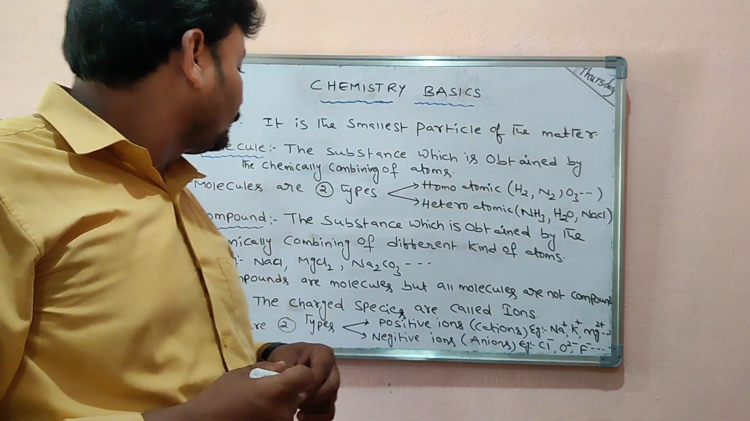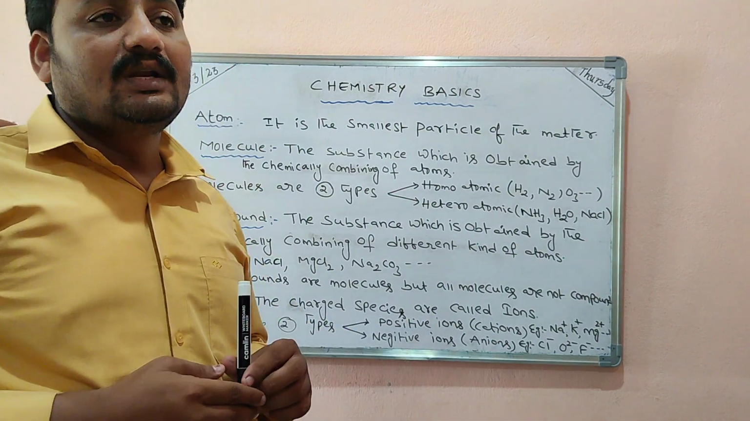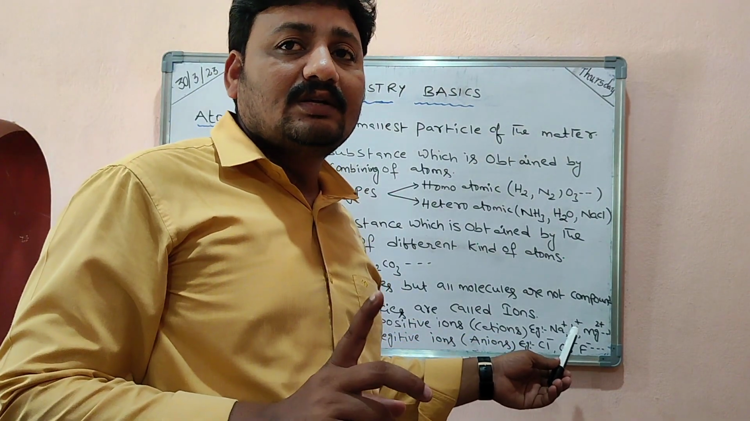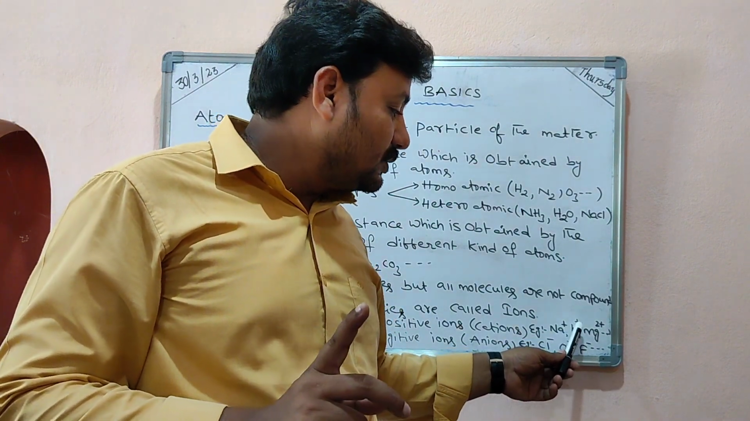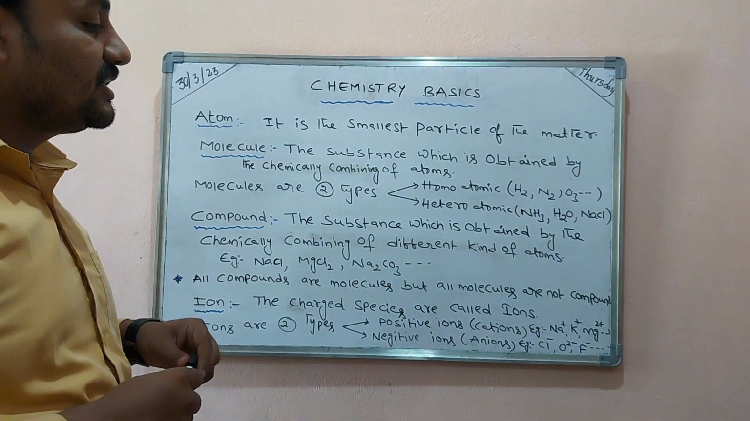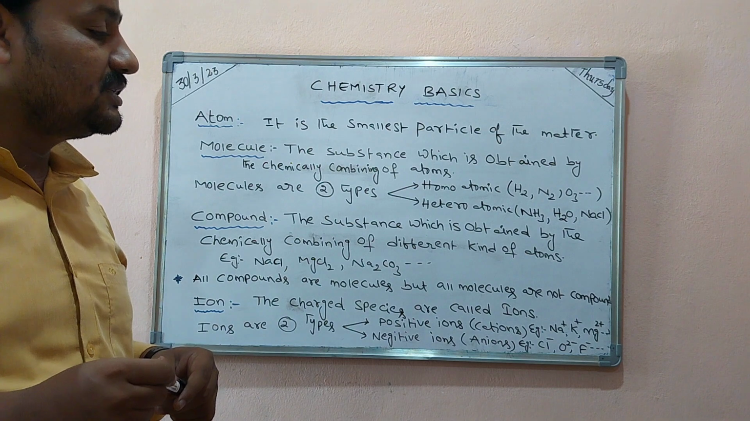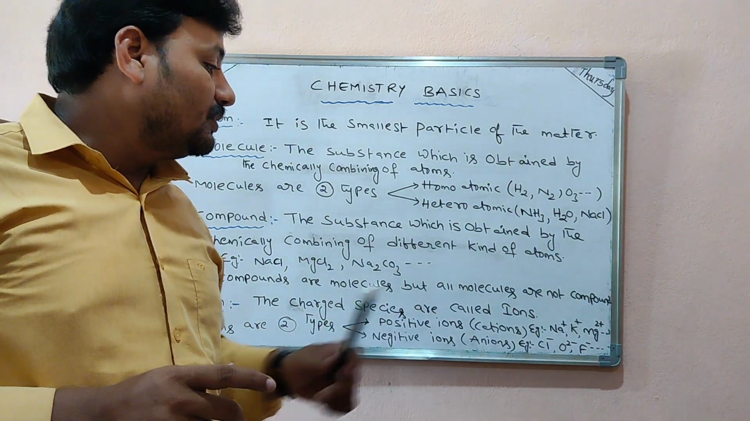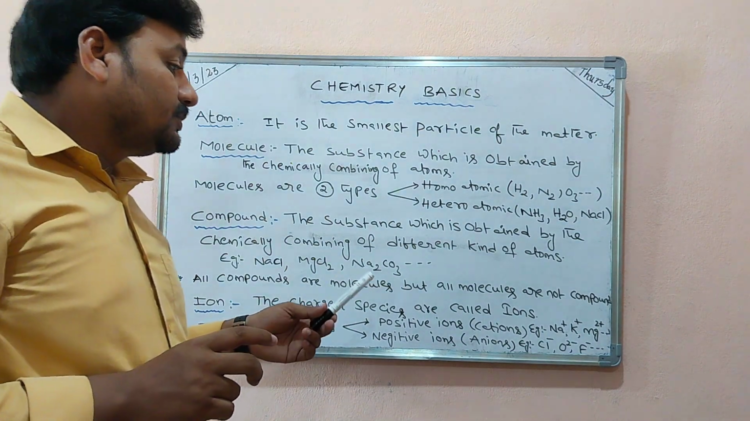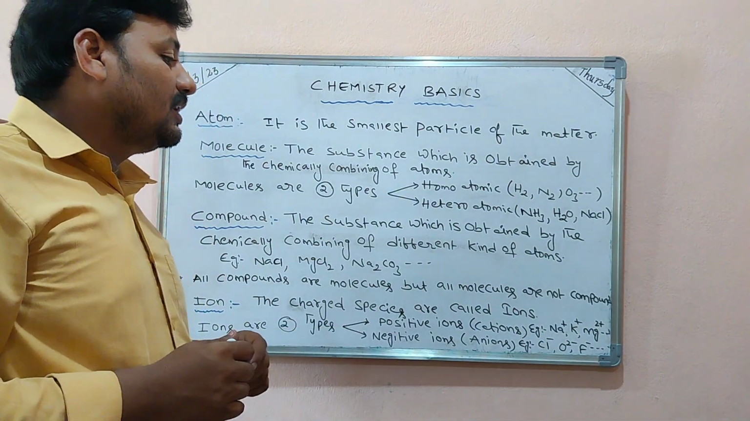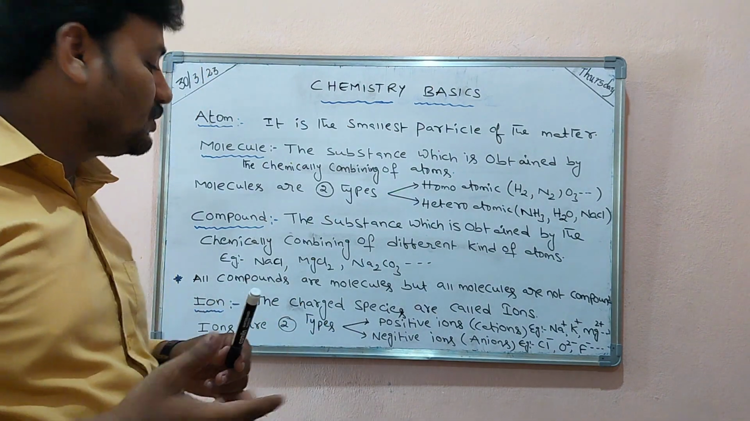For example, Na. What is the Na atomic number? 11. It loses one electron to get stability. Potassium, 19, loses one electron to get stability. That's why plus 1. Magnesium atomic number 12 loses 2 electrons to get the nearest noble gas stability. So the atoms get stability by losing electrons to reach the nearest noble gas configuration.